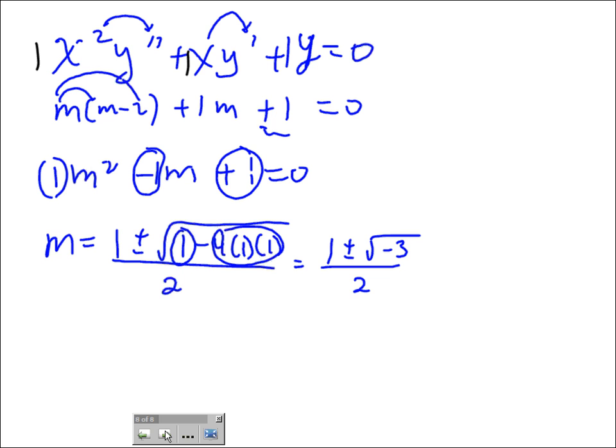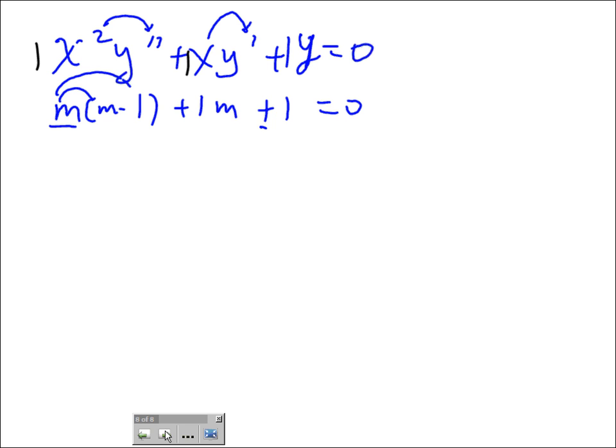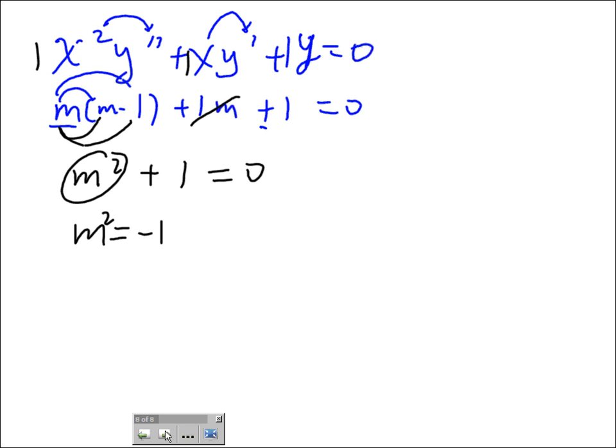Okay, so of course I have an error here, sorry. Of course I have an error. So when I write down two numbers, it should be m and then m minus 1. I guess I said two numbers, so I wrote down 2. So let's write this down again. M times m is m squared, minus m plus m will cancel, plus 1. So that must be negative 1. M squared must be negative 1.